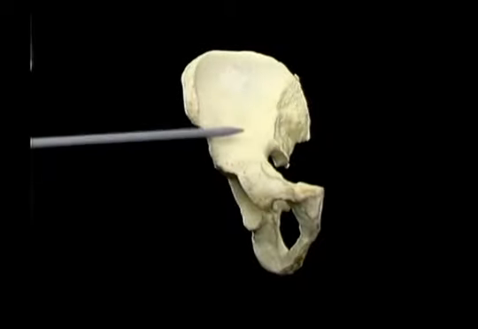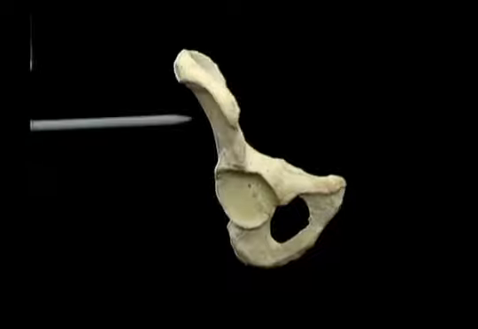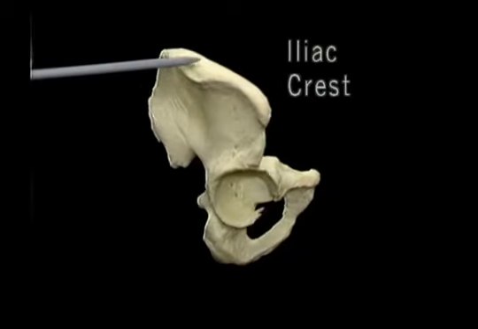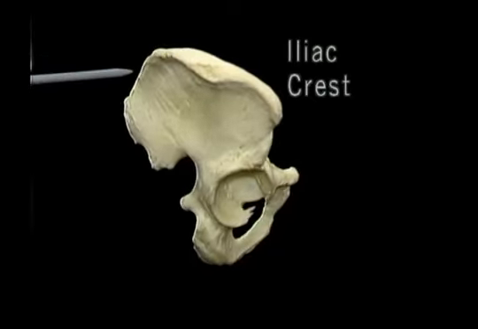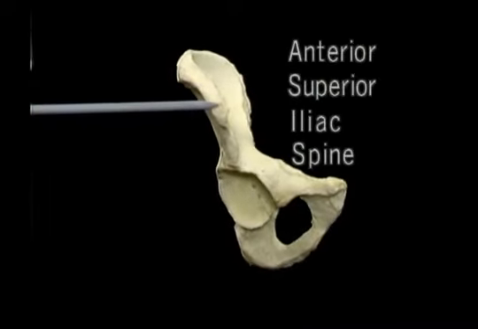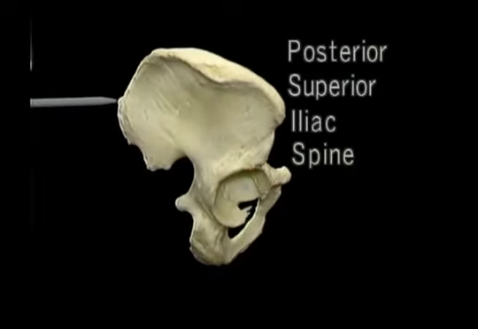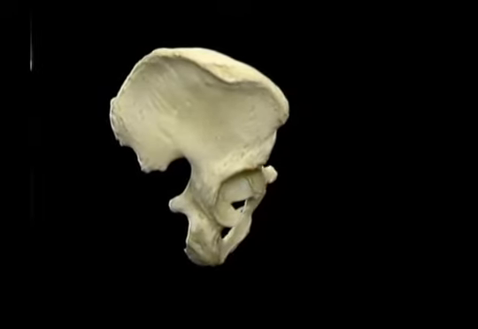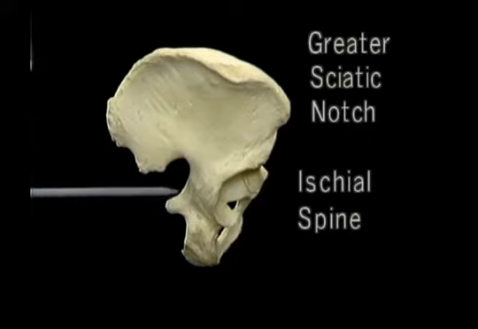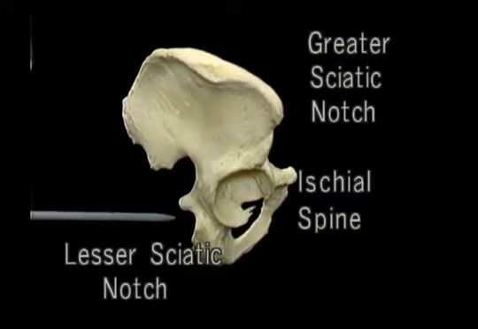This broad bony plate is the wing or ala of the ilium. Its broad roughened edge is the iliac crest, an area where many important muscles attach. The iliac crest ends in front at the anterior superior iliac spine, and behind at the posterior superior iliac spine. This is the ischial spine, with the greater sciatic notch above it and the lesser sciatic notch below it.